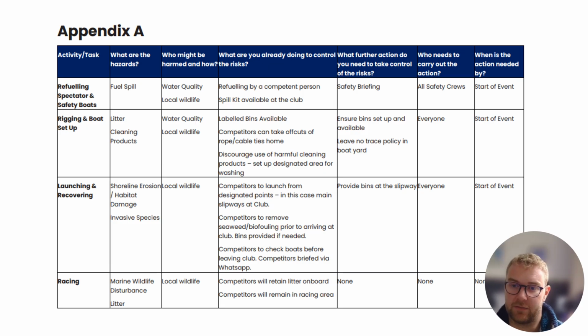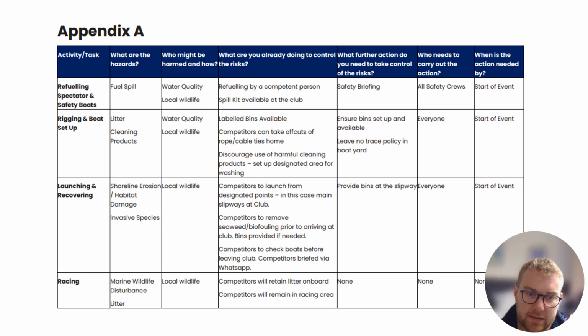And then I suppose the last two columns is just assigning a bit of responsibility to people. So it would be all people involved in the refueling, or anyone who's working around the safety boats, for example. And then the last column is just when the action is needed by. Most of these actions are needed before the event, i.e. the briefing beforehand. So that's the setup of it.